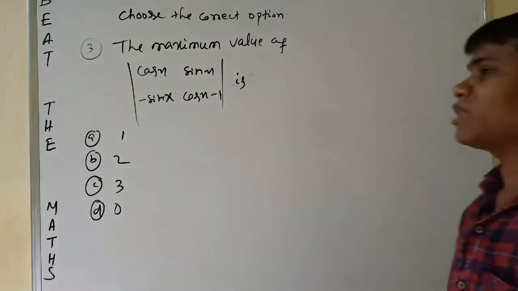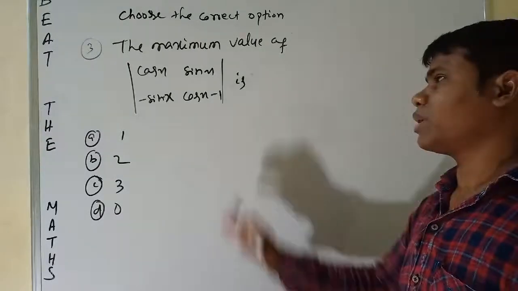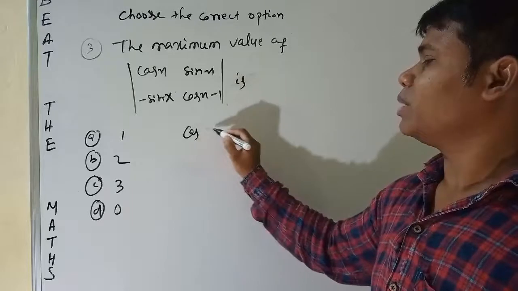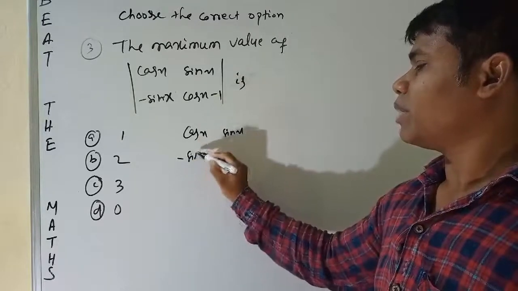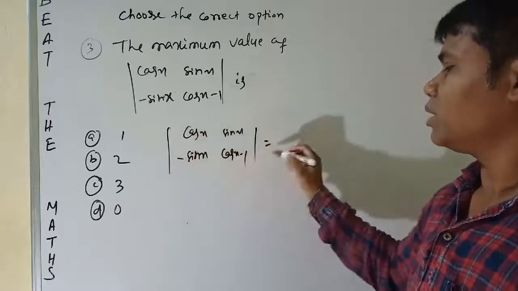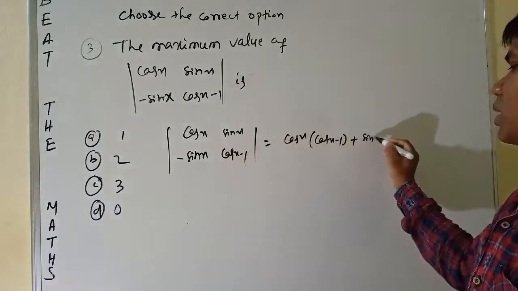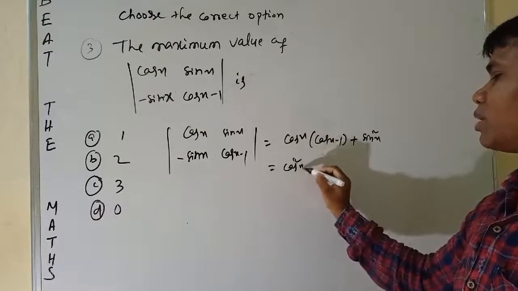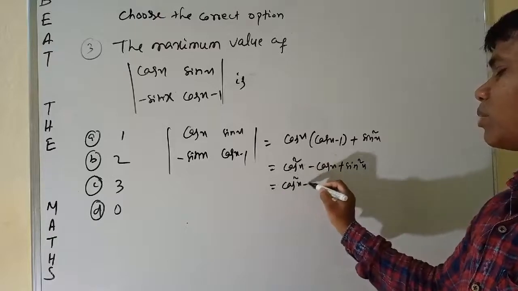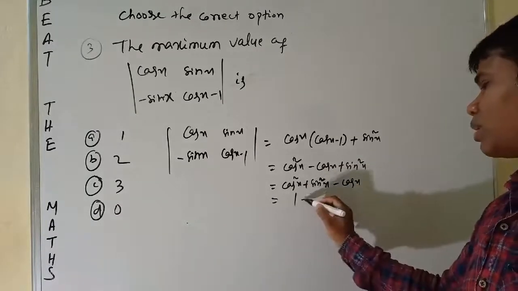You see the third question: the maximum value of the determinant of cos x, sin x; minus sin x, cos x minus 1 is, 4 options are given: 1, 2, 3, 0. The determinant of this is cos x into cos x minus 1 plus sin x into sin x, that is cos square x minus cos x plus sin square x. You know cos square x plus sin square x is equal to 1, so it is 1 minus cos x.